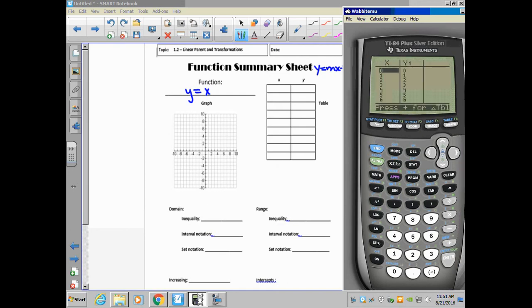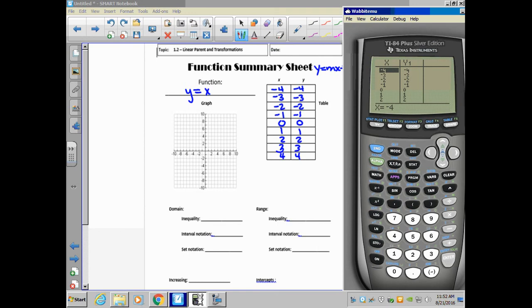Okay, so you can look at the table. Let's start with -4. So -4 is at -4, -3, -3, -2, -2, and so on. Since the input is equal to the output, they're going to be the same. Y is equal to x. Okay, and let me graph this.